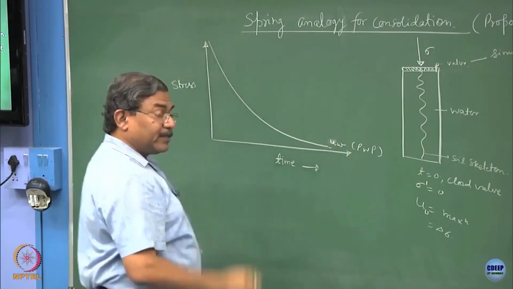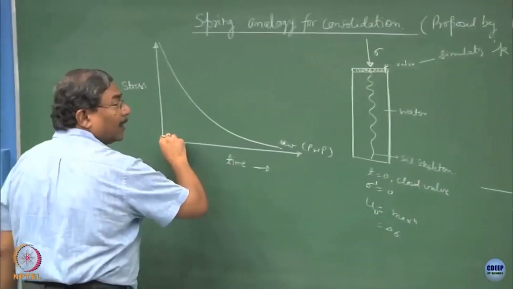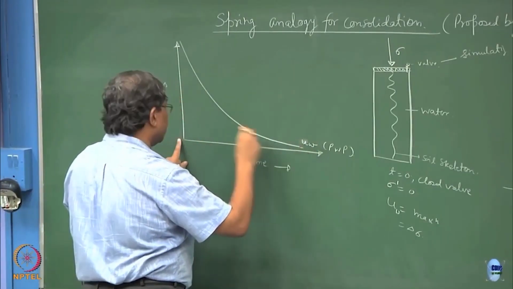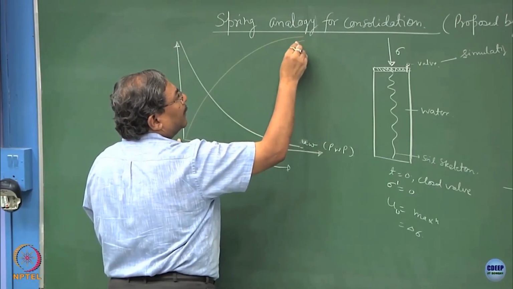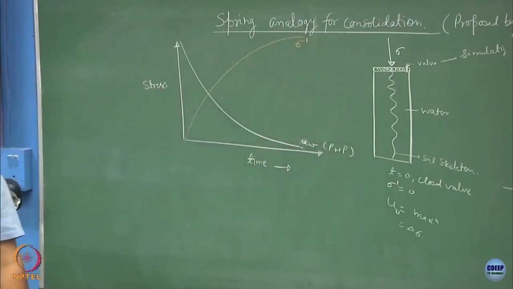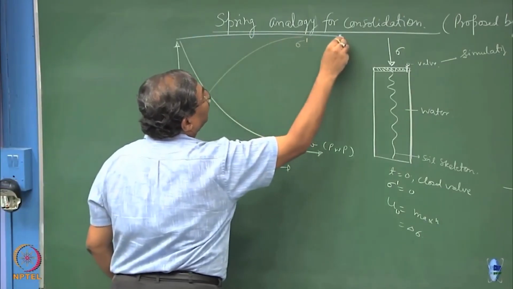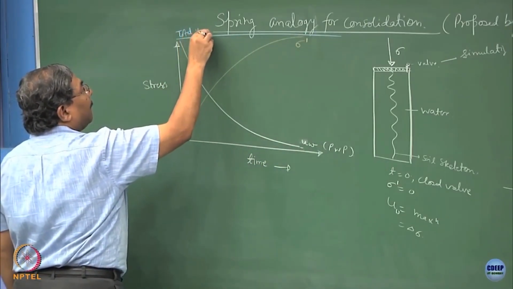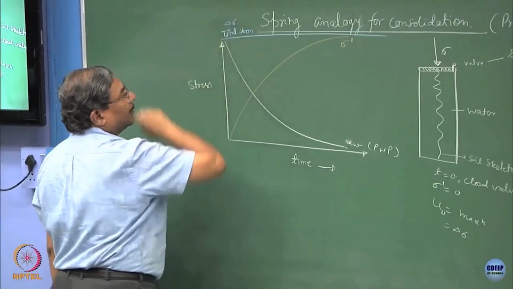What happens to the effective stress? The effective stress initially was 0. As time goes to infinity, pore water pressure decreases, and the effective stress will become like this. So, this is your effective stress, and the summation of the two is nothing but the total stress, which remains constant. So, this is, let us say, delta sigma.